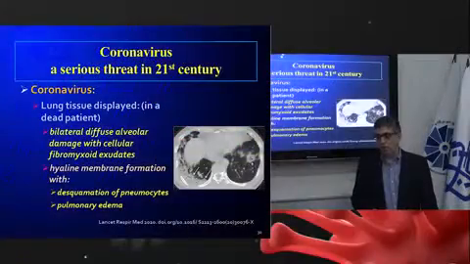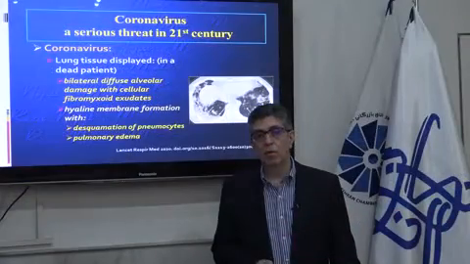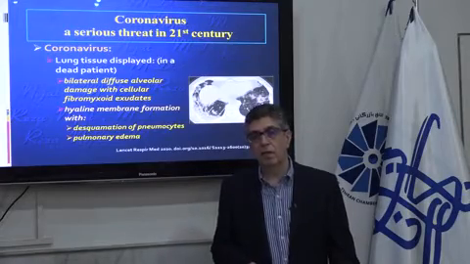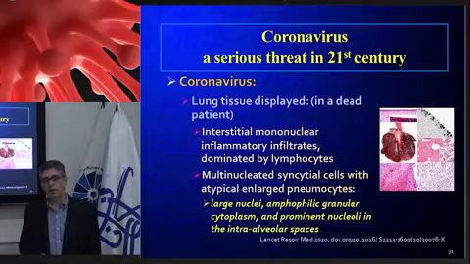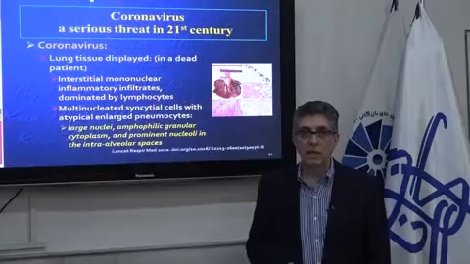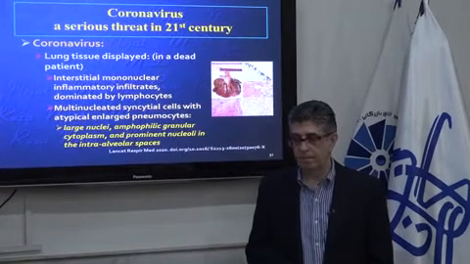In lung tissue, there is bilateral diffuse alveolar damage with cellular fibromyxoid exudates. Hyaline membrane is scattered all over the lung, and desquamation of pneumocytes occurs. We have interstitial edema within the lung, and infiltration of immune system cells, dominantly T cells, can be seen within the pathological feature of the disease.